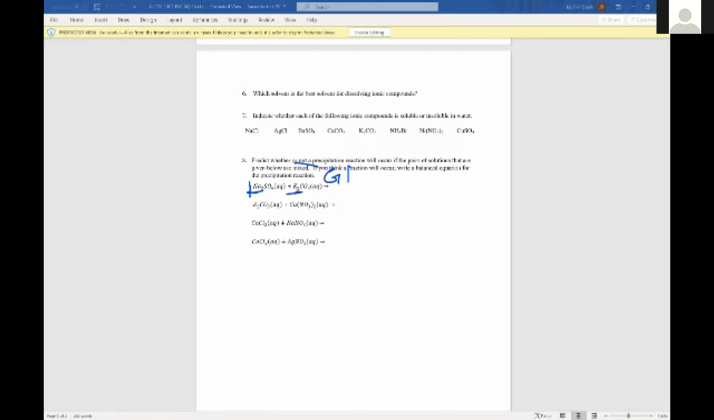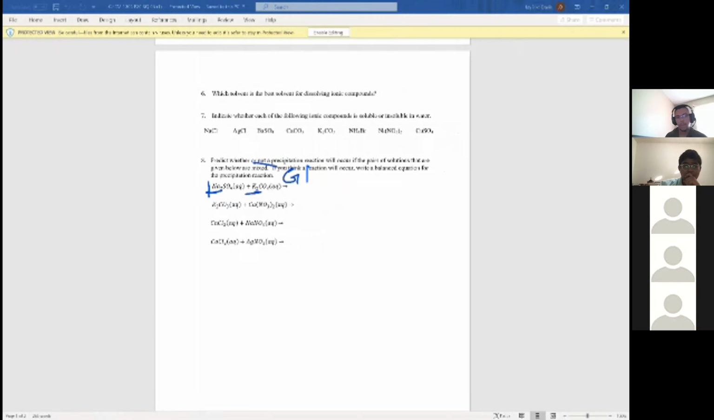So if the compounds are both soluble, then it won't create a precipitate. There won't be a reaction. Only if both of them are group 1 can you automatically assume that, because group 1s are always soluble. Looking at the next one, potassium. So if both of them are soluble, they won't have a reaction.